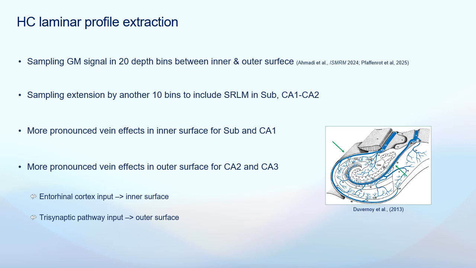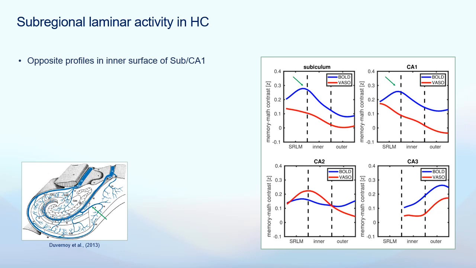As for the sources of input, the inner surface receives direct input from the entorhinal cortex, while the outer surface predominantly receives input from the trisynaptic pathway. Prior to doing the same GLM analysis on depth-dependent signal, the layer time courses of BOLD and VASO were Z-transformed using the mean and standard deviation of volumes corresponding to math trials.